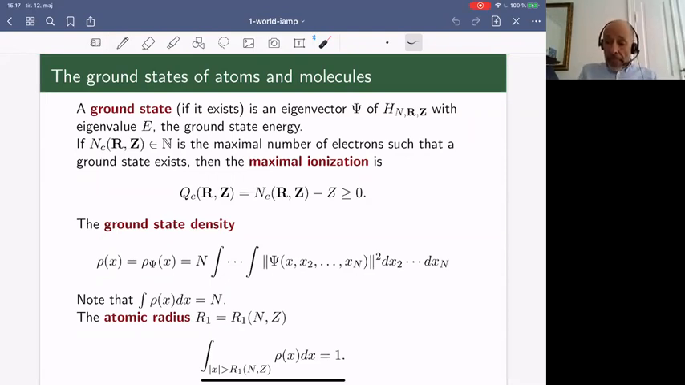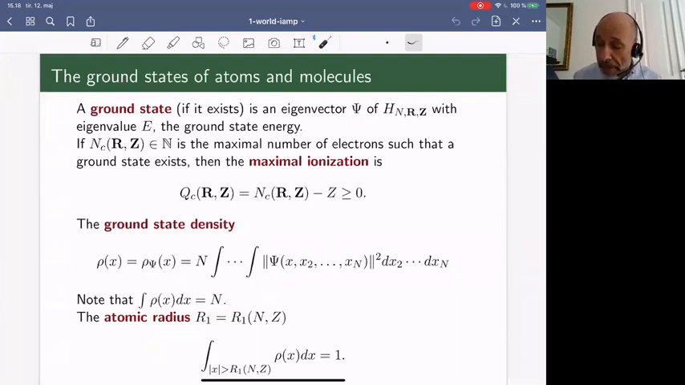A quantity of particular interest is, of course, the density in the ground state. And the density in the ground state is the density corresponding to the wave function. So you simply integrate out n minus 1 variables. And for normalization purposes, I put an n in so that the integral over the density is equal to n.